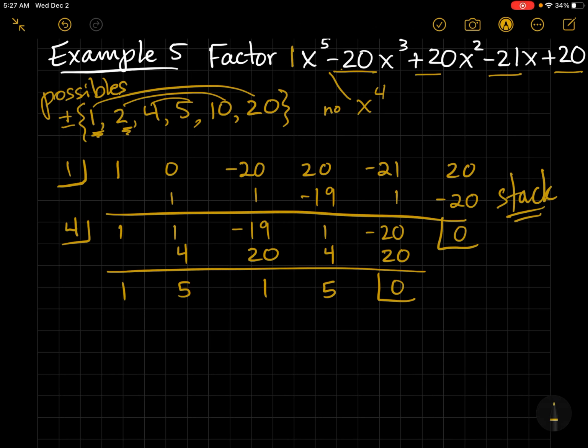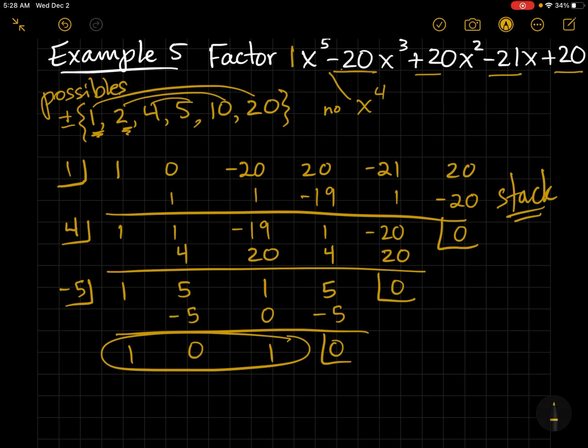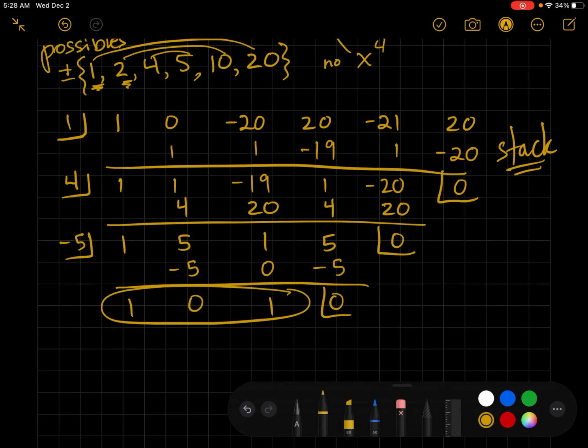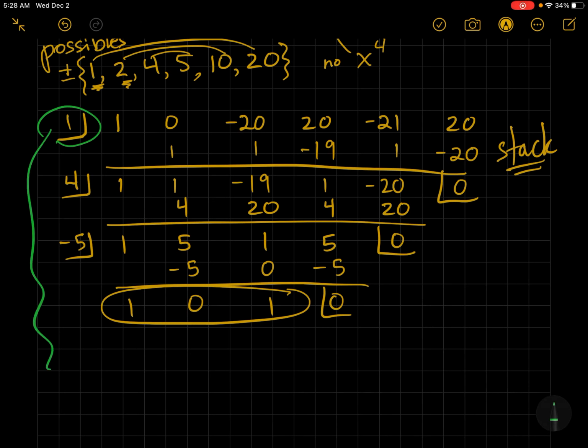But I could continue on and see what else would work. I would try 4 again. 5, negative 5. You could keep going. And I'm just going to tell you negative 5 does work because I already tried it. And at this point, once you get your 3 terms, we know we're down to a quadratic. But let's look at what all we have. And I think I'm going to change colors here.